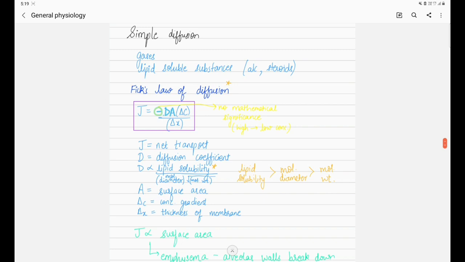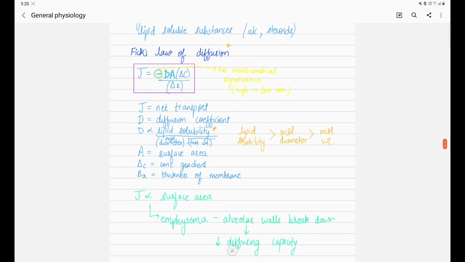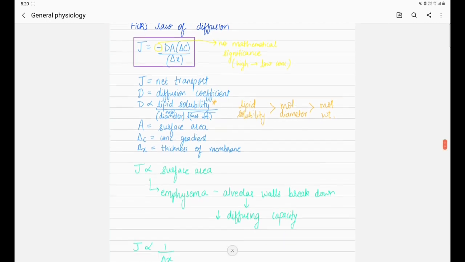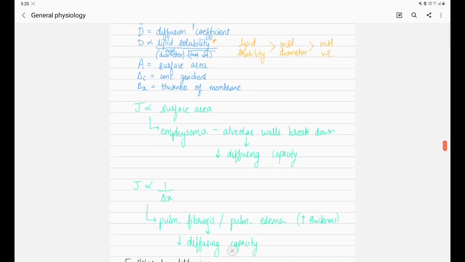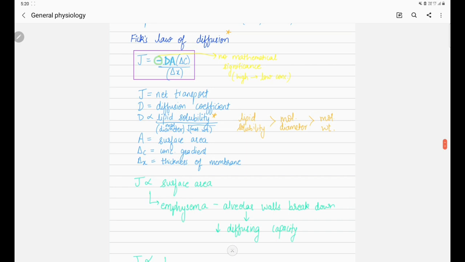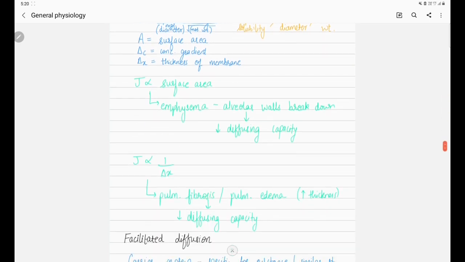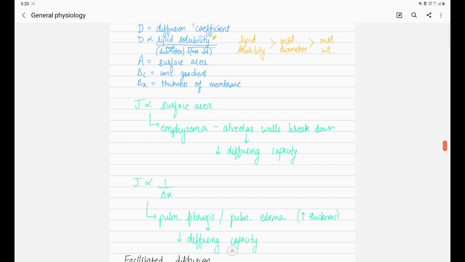You know that surface area is directly proportional to the net transport. So in emphysema, there is the breakdown of alveolar walls, or the surface area of the alveolar walls decreases for the exchange of the gases. Therefore, the diffusing capacity decreases. Let's see about the thickness of membrane. Now, you know that the net transport is inversely proportional to the thickness of membrane. In pulmonary fibrosis or pulmonary edema, the thickness increases and the diffusing capacity decreases.